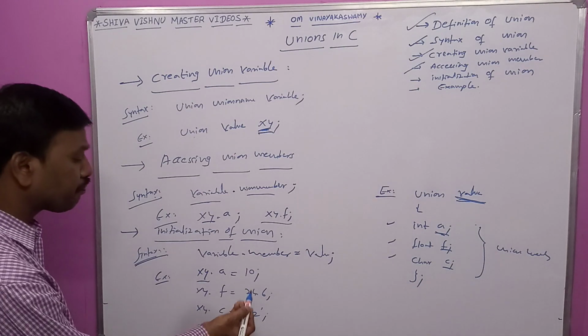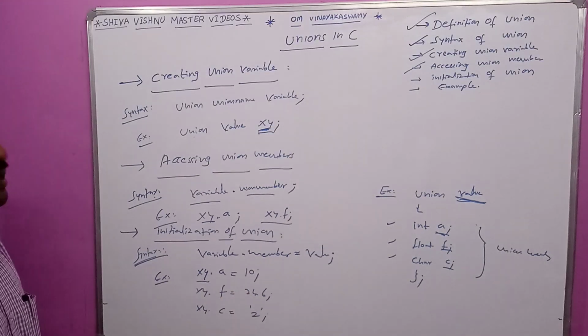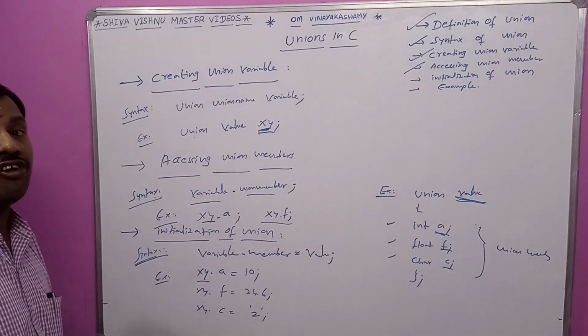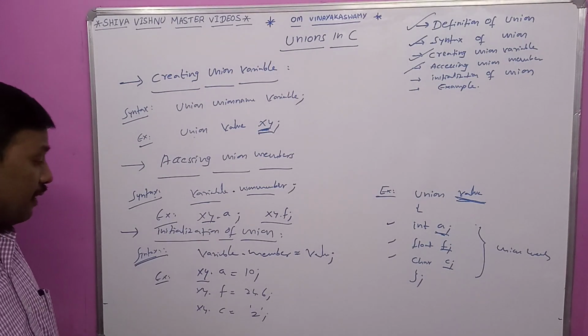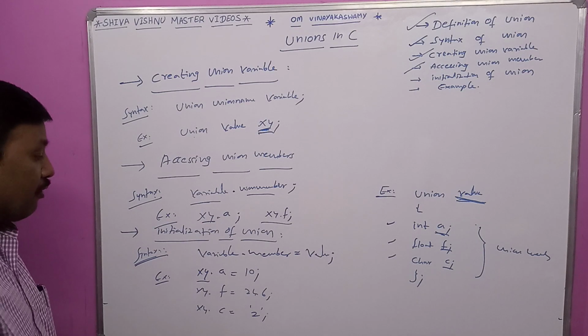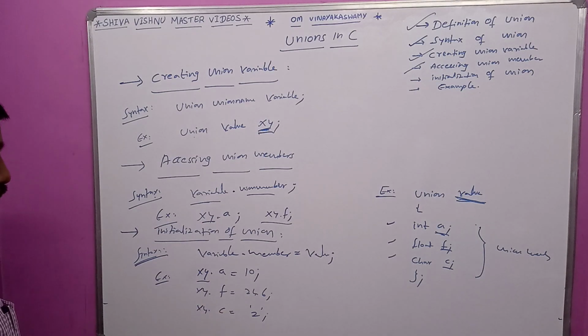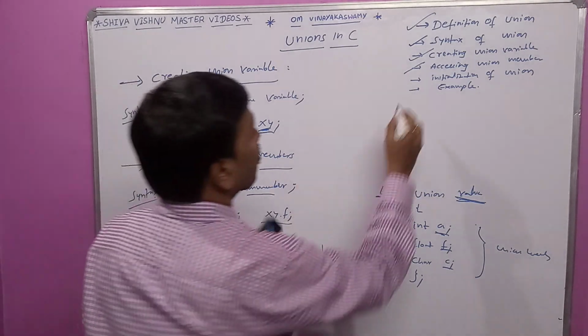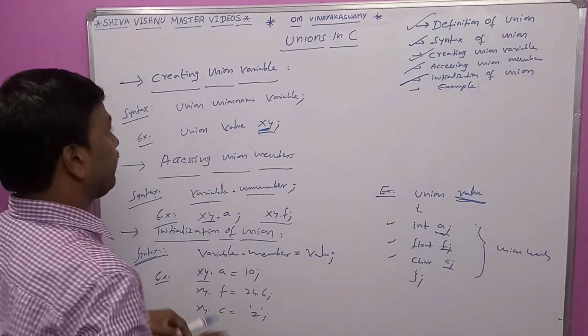Here you can see z is a character type, in single quotation marks. A character is represented by single quotation marks, and a string is represented by double quotes. Here you can see the semicolon. The initialization of union is also completed.